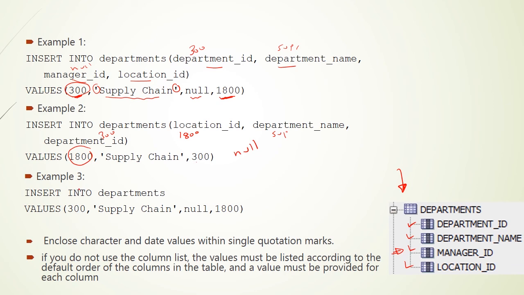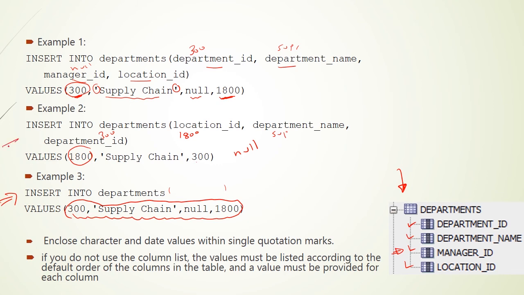You can also insert a statement without specifying a column list, as in this example. Insert into departments values 300, supply chain, null, and 1800. In this case, you have to provide a value for all columns. In case you have 4 columns, you have to provide here 4 values.